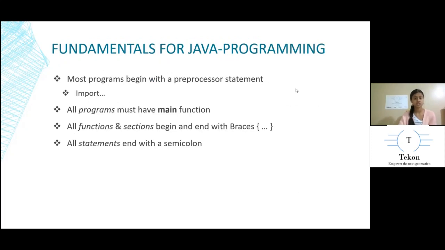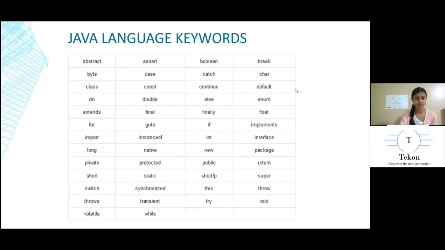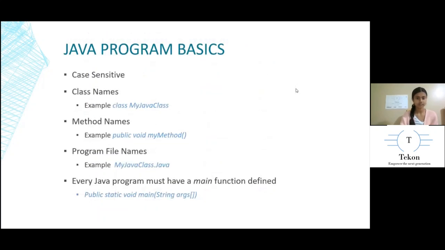Some fundamentals for Java programming: most programs begin with a preprocessor statement like import, and all programs must have a main function. All functions and sections begin and end with braces, and all statements must end with a semicolon. So this is the character set. And these are some keywords for Java. Some Java programming basics: it is case sensitive, including class names, method names, and program file names, and every Java program must have a main function defined.